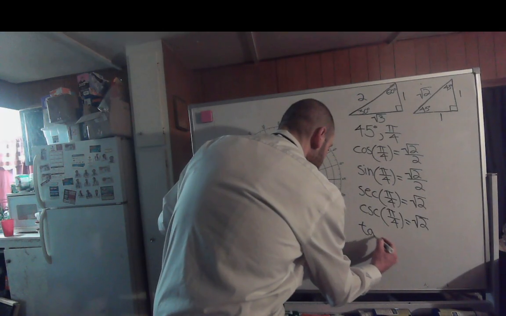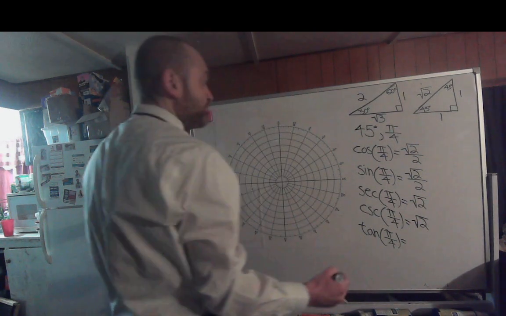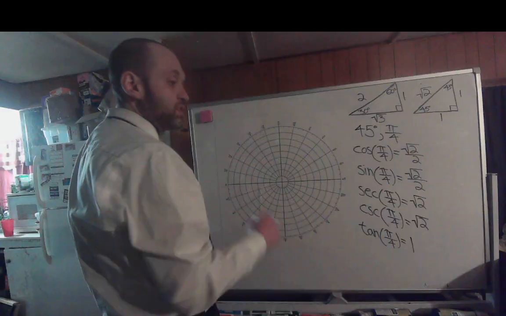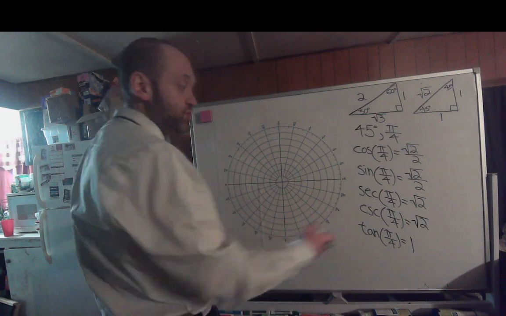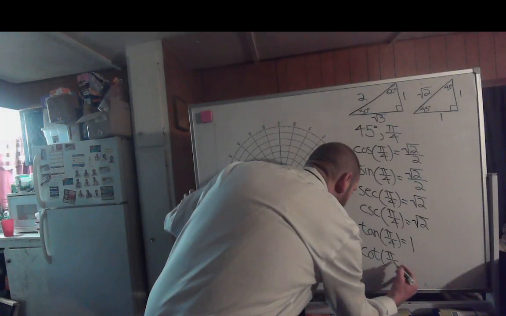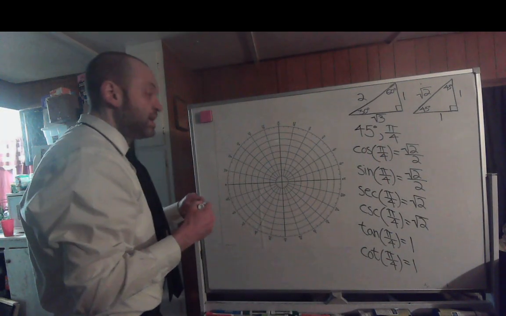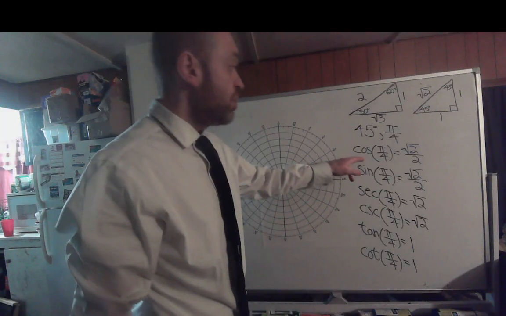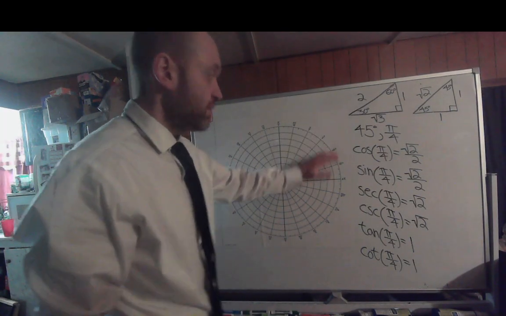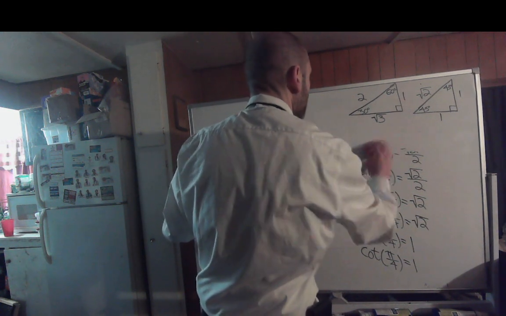Now let's find the tangent of pi over 4. That's sine over cosine, which would just give you 1, because the square root of 2 divided by 2 all over the square root of 2 divided by 2 is just 1. The cotangent of pi over 4 is cosine over sine, or simply 1 divided by tangent of pi over 4, which is also 1. Again, notice all values are positive here. We are in the very first quadrant. Let's do one more first quadrant angle.